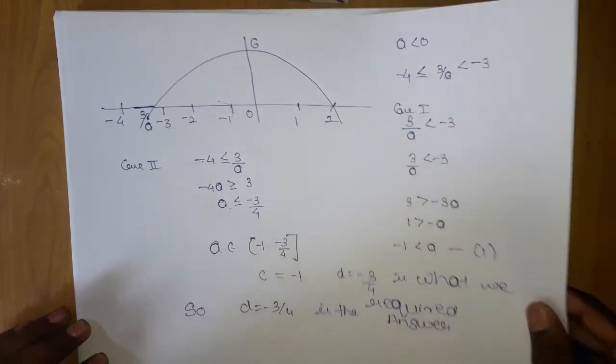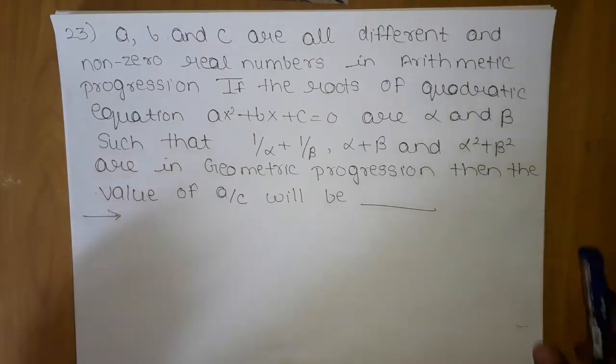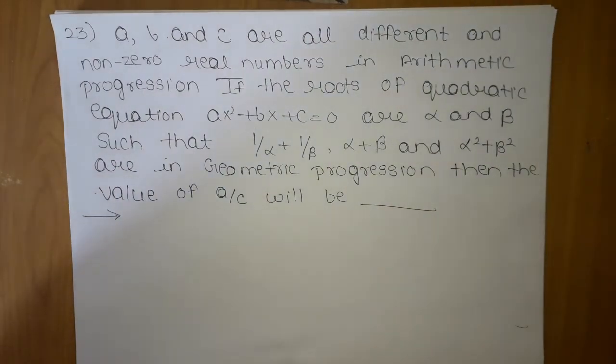Okay, let's move on to the next question. The next question is as follows. The question says, if a, b, c are all different and non-zero real numbers in arithmetic progression. Now AP has come into the picture.